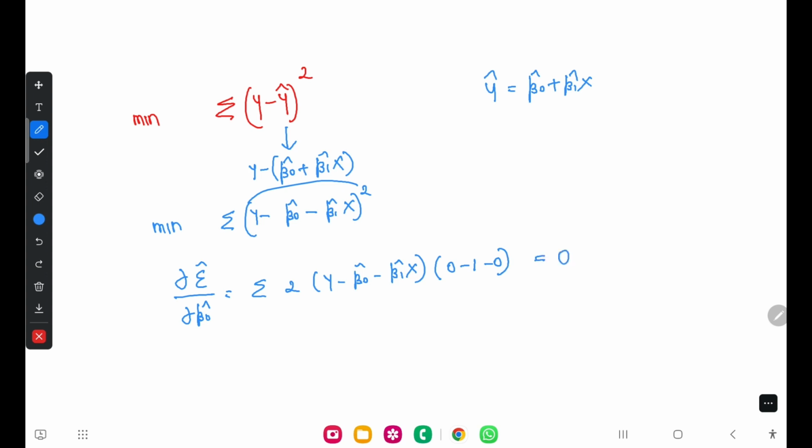We're going to set this equal to 0, that is differentiation. Then with respect to beta 1, again we write the 2 in front and write the same thing inside the brackets and differentiate the inner function with respect to beta 1. See, y is a constant, so 0, then again 0, then we have an x over here, so that's going to be minus x. This is equal to 0.